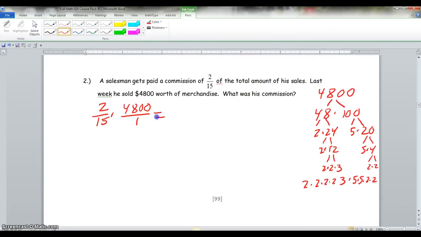So we break this down to prime factorization. This would be 2 times, we have 1, 2, 3, 4 2's. Then we have 2 more 2's here. Then we have a 3 and 2 5's. Then our denominator is 3 times 5. Now we know we have one set of 3's and one set of 5's in common.